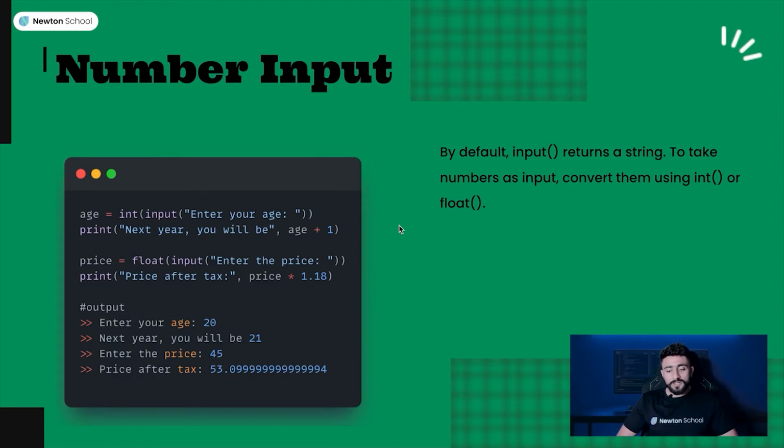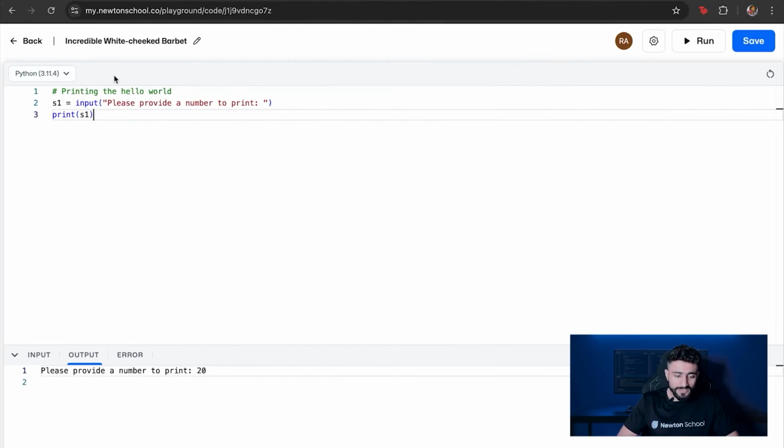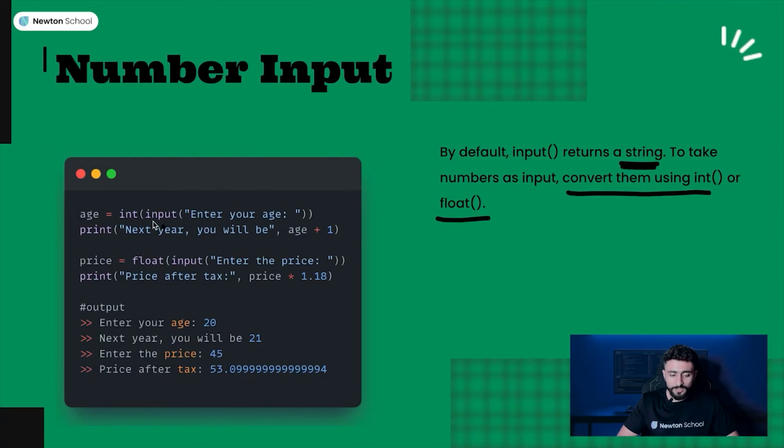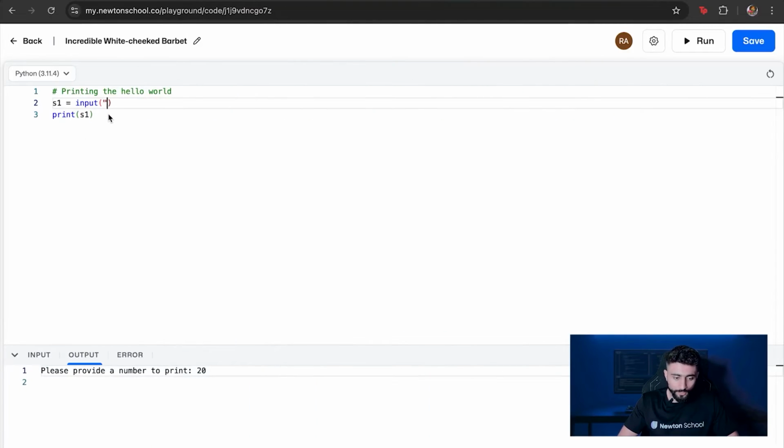So by default, input returns a string. The input function returns a string. It always takes input as a string. To take numbers as input, you need to convert them into int or float. For example, if someone gives the input to be a number, and then you want to convert it to an int. Let's say I don't want to print anything. You want to convert it to int. For example, I give 20. Now the S1 will become an integer. Output is 20. But what if I give the input as Rohit?